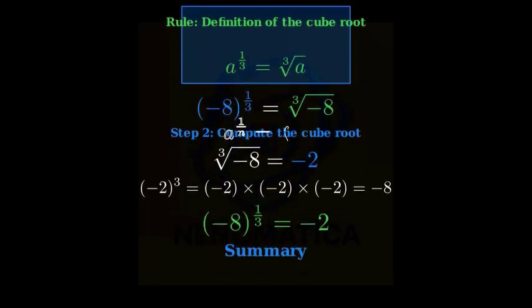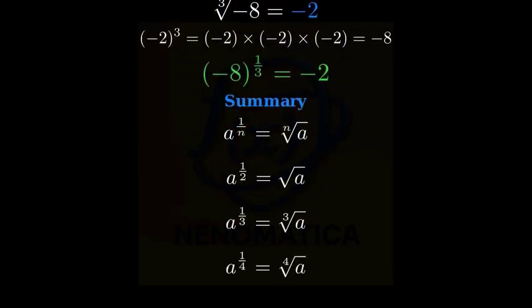Let's summarize what we've learned about fractional exponents. When we have a number raised to the power of 1 over n, it's equivalent to taking the nth root of that number. For example, x to the power of 1/2 is the square root of x, and x to the power of 1/3 is the cube root of x. This relationship helps us simplify expressions with fractional exponents.